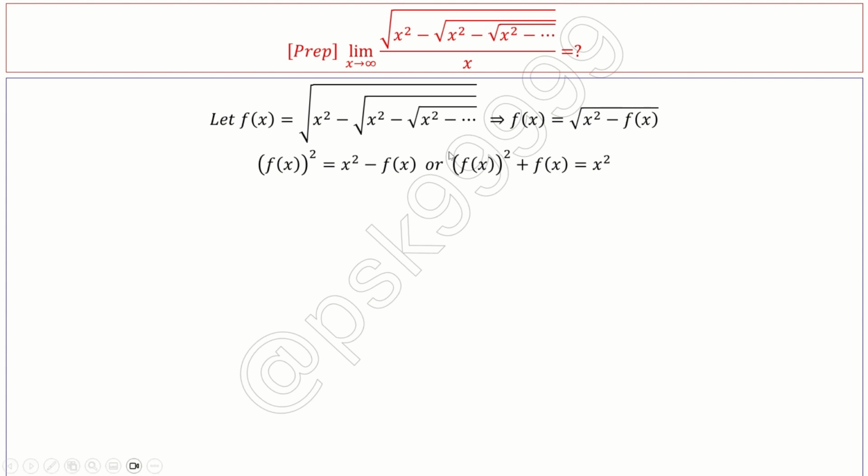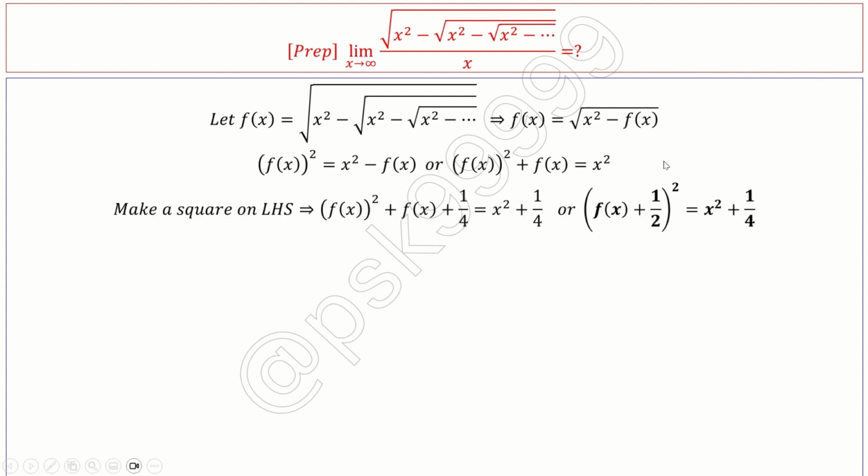Now let's convert this into a perfect square. How to do that? I can add some term here, because this is, let's say, a square plus a. So if I add 1 by 2 whole square on both sides, then I can make it into a perfect square. That's what I'm trying to do here. So f of x whole square plus f of x plus 1 by 4 equal to x square plus 1 by 4, or I can call this LHS as f of x plus 1 by 2 whole square equal to x square plus 1 by 4.